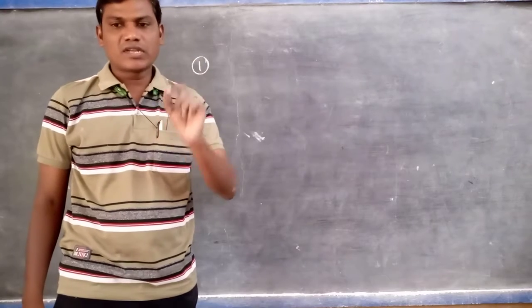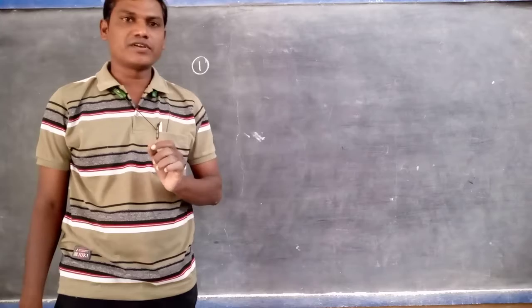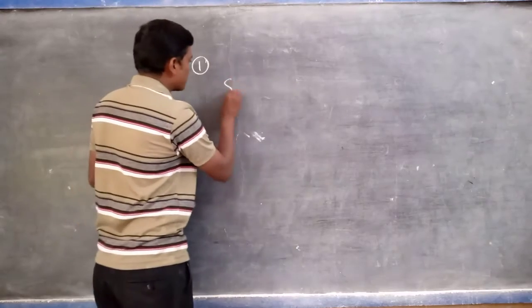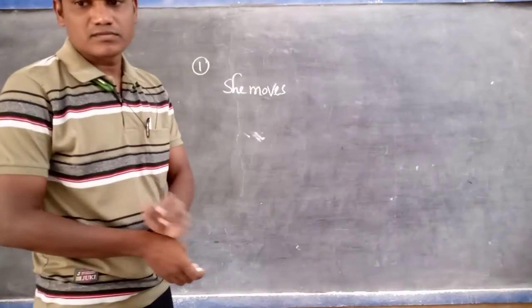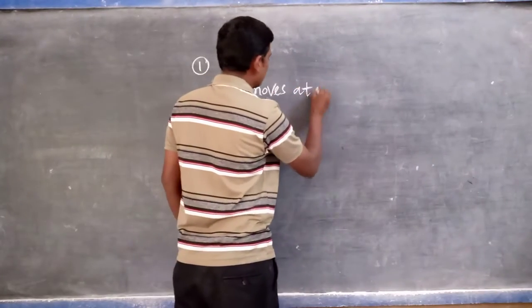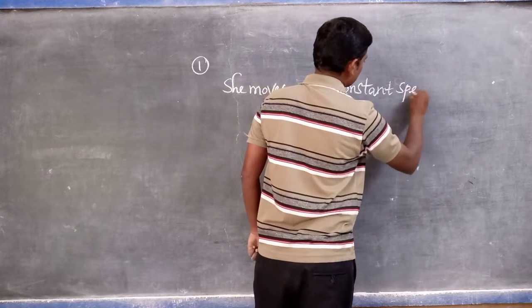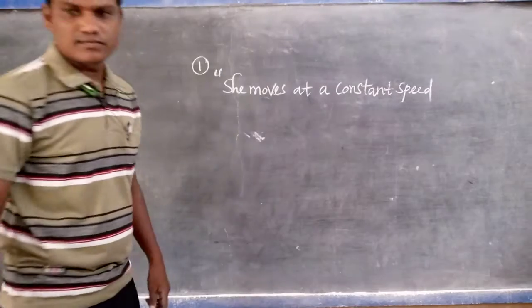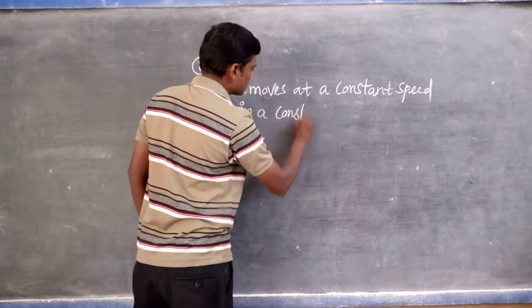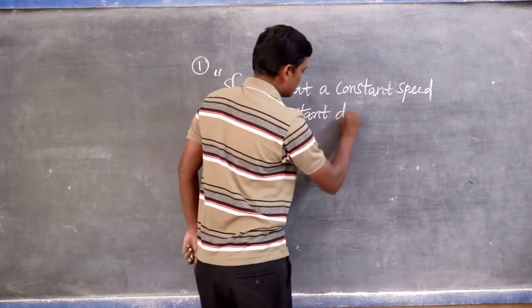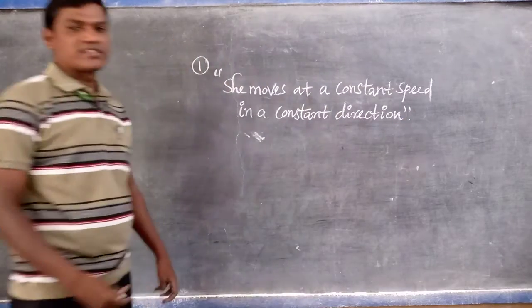She moves at a constant speed in a constant direction. Listen very carefully. So they have given one statement. What is that? She moves at a constant speed in a constant direction. Listen very carefully. Okay. It is a statement they have given.